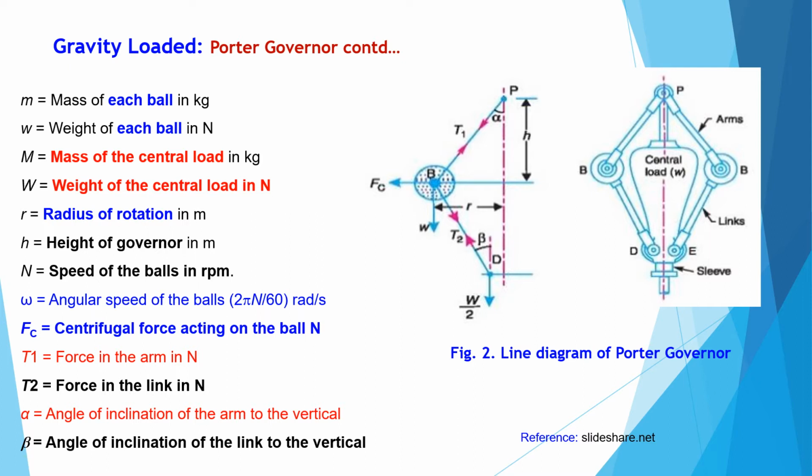Omega is the angular speed of the balls. Fc is the centrifugal force, T1 is the tension in the arm and T2 is the tension in the link, and alpha is the angle of inclination of the arm to the vertical. This is the upper angle made between the arm and the spindle axis, and beta is the inclination of the link to the vertical. It is made between the link and the spindle axis, where the link is pivoted on the spindle.